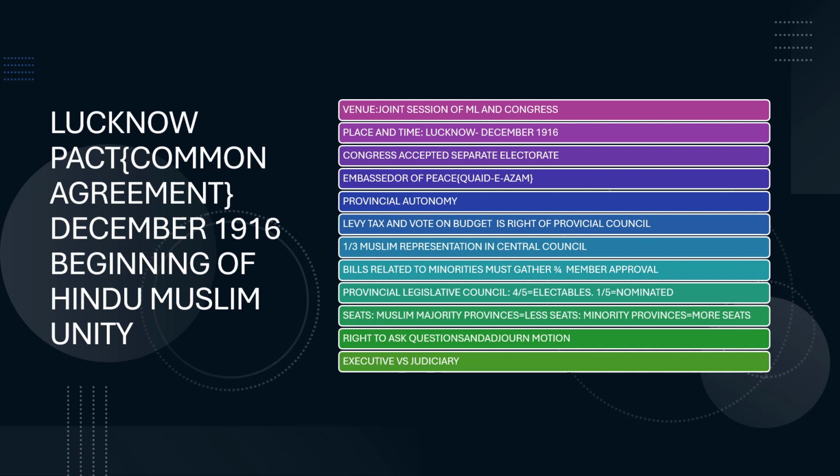My dear students, electable means that they will come through the proper channel of elections, and one-fifth will be nominated, meaning the government will nominate one-fifth of the people. Next, the seats of the Muslim majority provinces will be fewer, and in the minority provinces more. Where Muslims are in the majority, they will have fewer seats, and where Muslims are a minority in any province, their seats will be more. The right to ask questions and adjourn the motion will be there for the minorities, and the executive and judiciary will have separate powers.